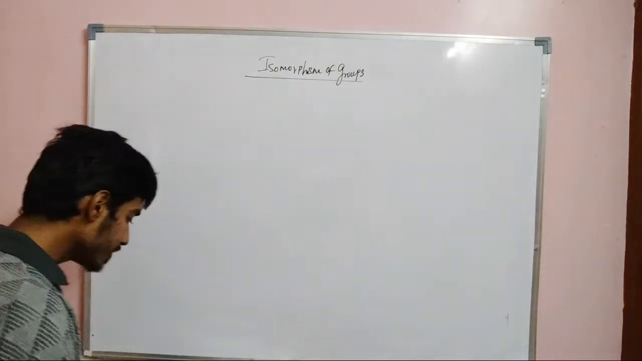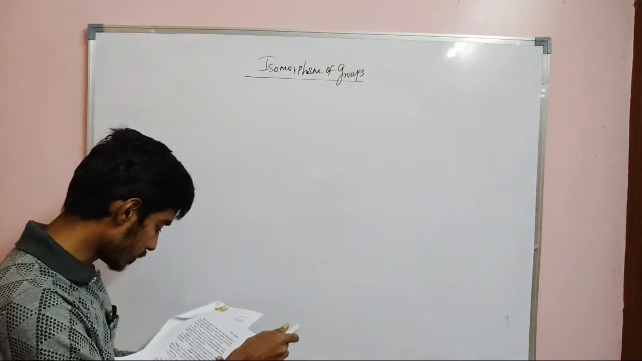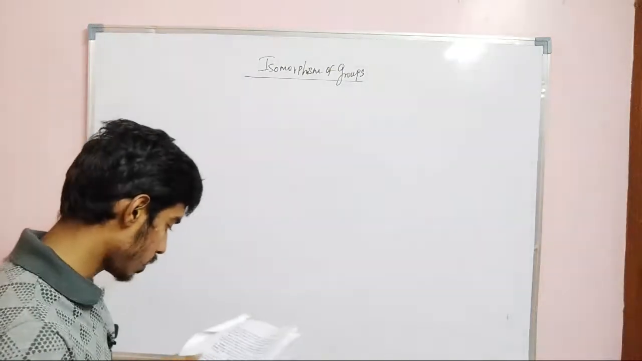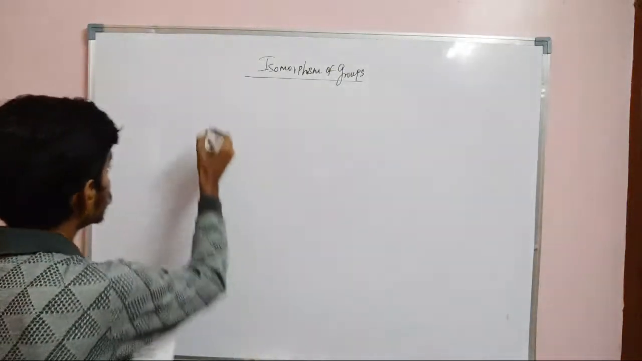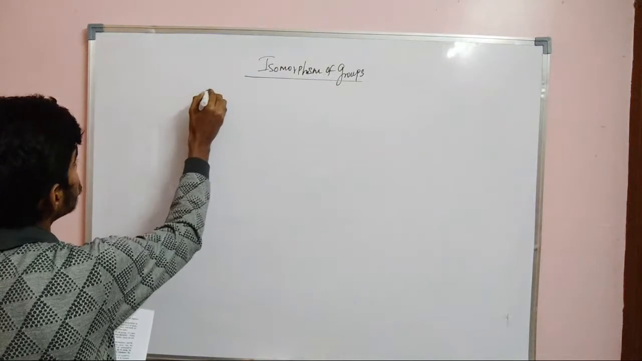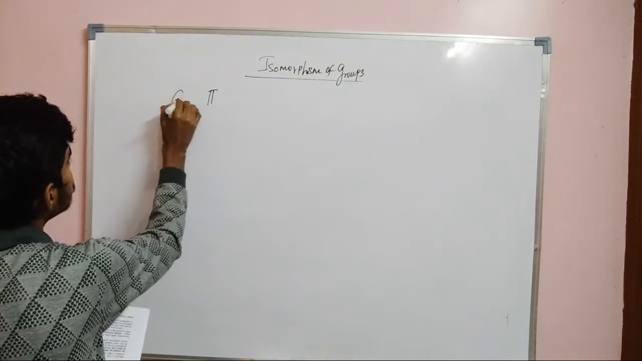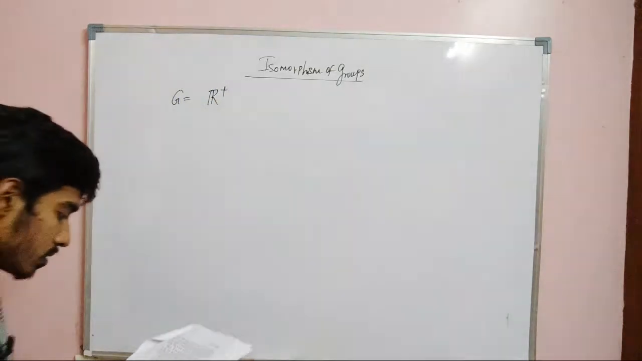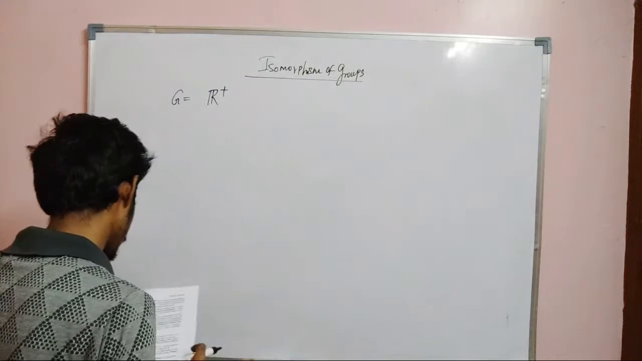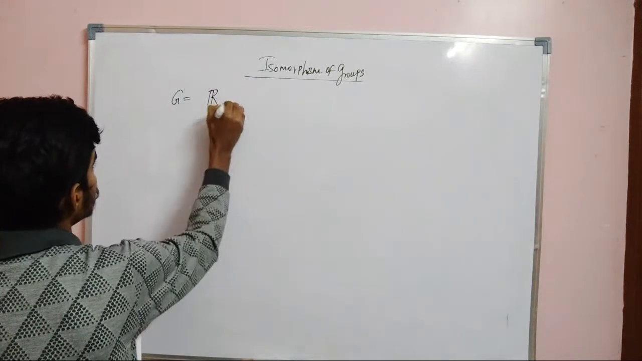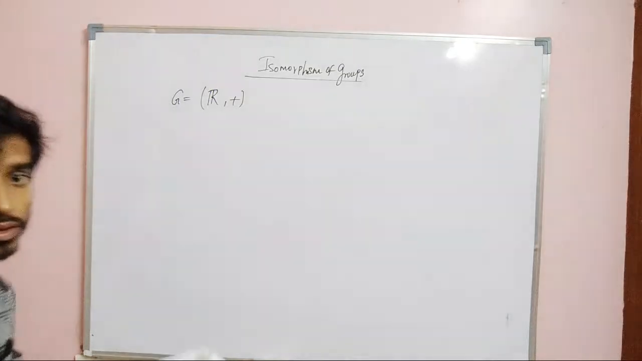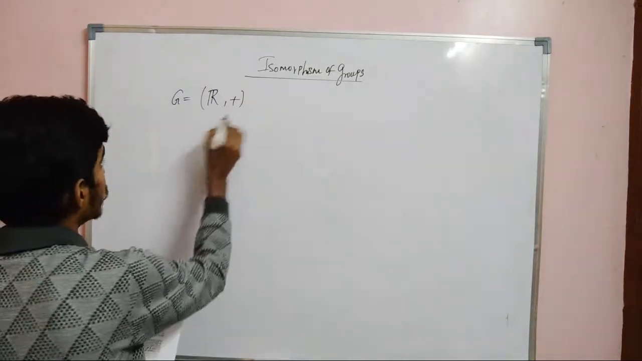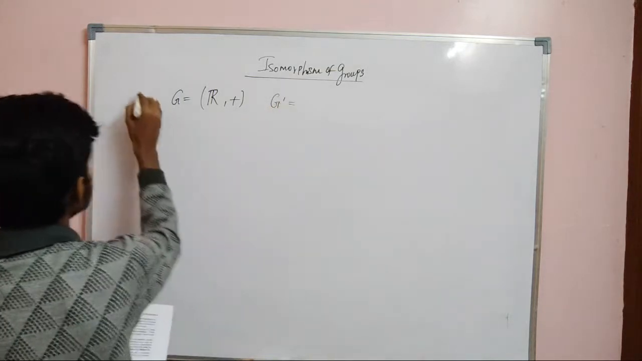Example 1. If R is the additive group of real numbers and R plus is the multiplicative group of positive real numbers, prove that the mapping f from R to R plus is an isomorphism. R is the additive group of real numbers. Let us take G to be equal to R comma plus. We know this is a group, right? The set of all real numbers under addition, the binary operation. I'm going to define G dash. So this is example 1.